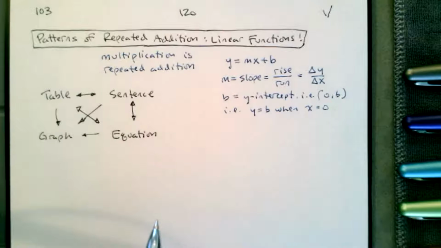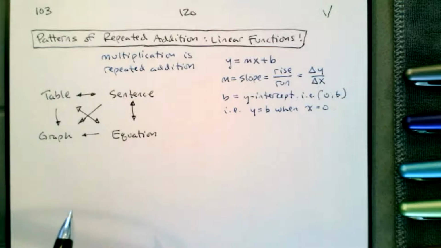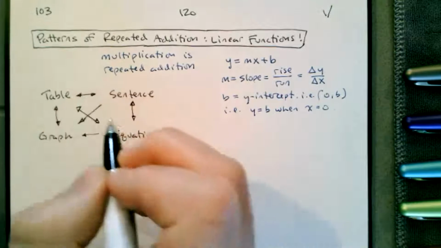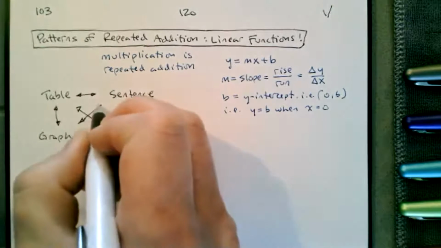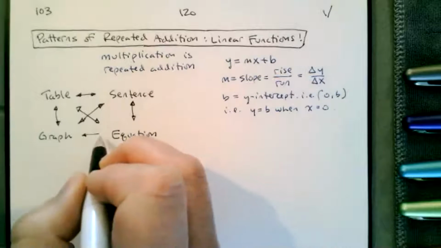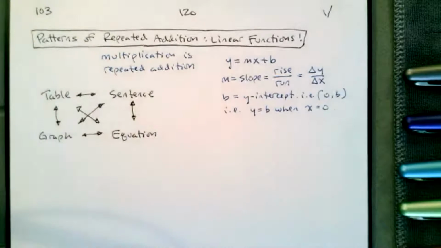And then, although we haven't talked about graphs, you can see where all the connections we're going to want to make are. Looking at a graph, how does the graph show up in the table? How could we describe the graph with a sentence? And how could we describe the graph with an equation? We have 4 descriptions of linear functions, and we want to understand how they're all related.